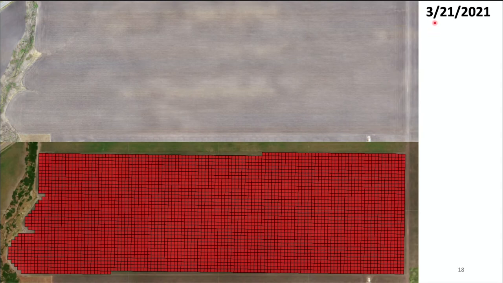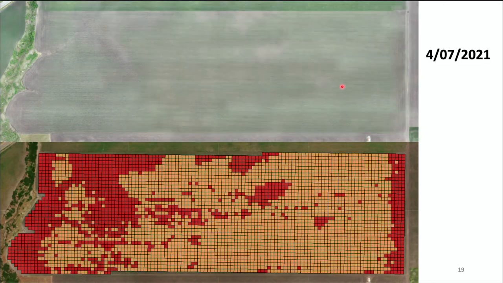This is March 21st, right after planting.